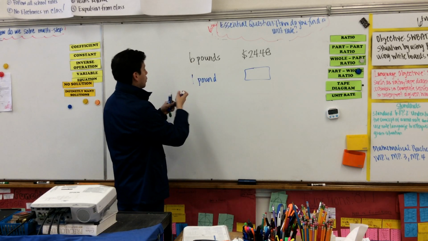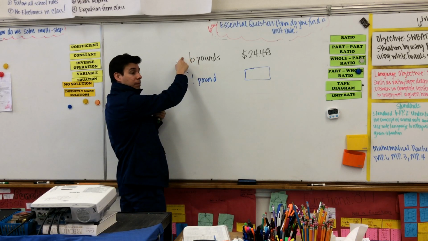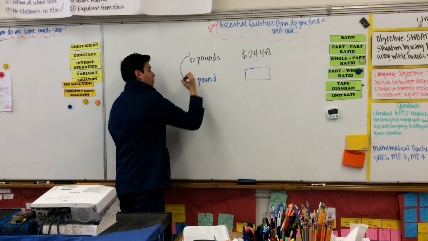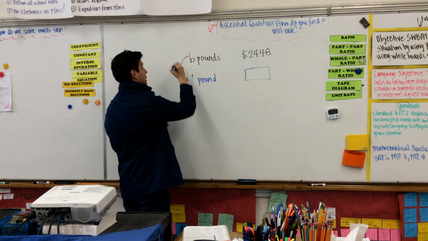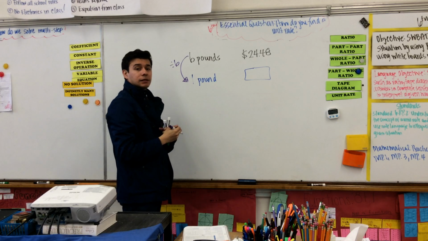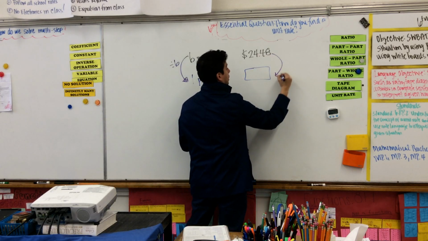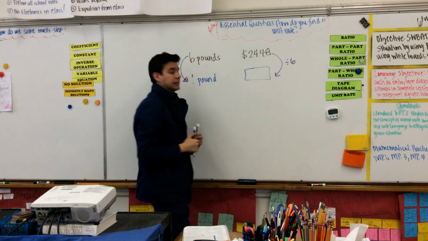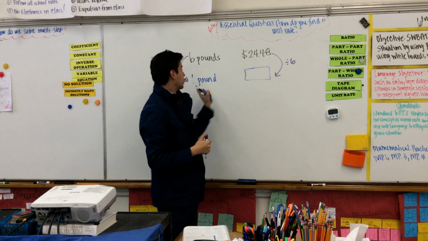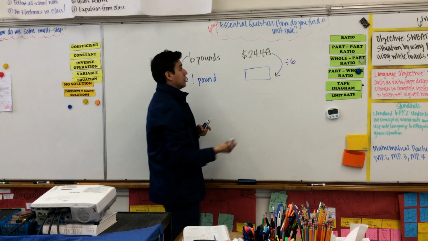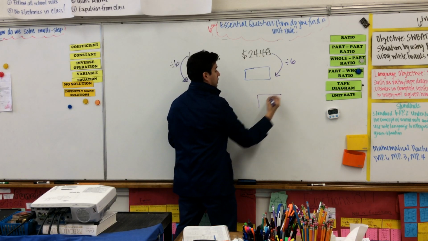How did I start from the top? How do I go from a 6 to a 1? Well, I could divide by 6. Correct. Then that means I could do the same thing over here. Divide by 6. So let's divide by 6 to figure out how much 1 pound costs. This top number will always be your dividend.